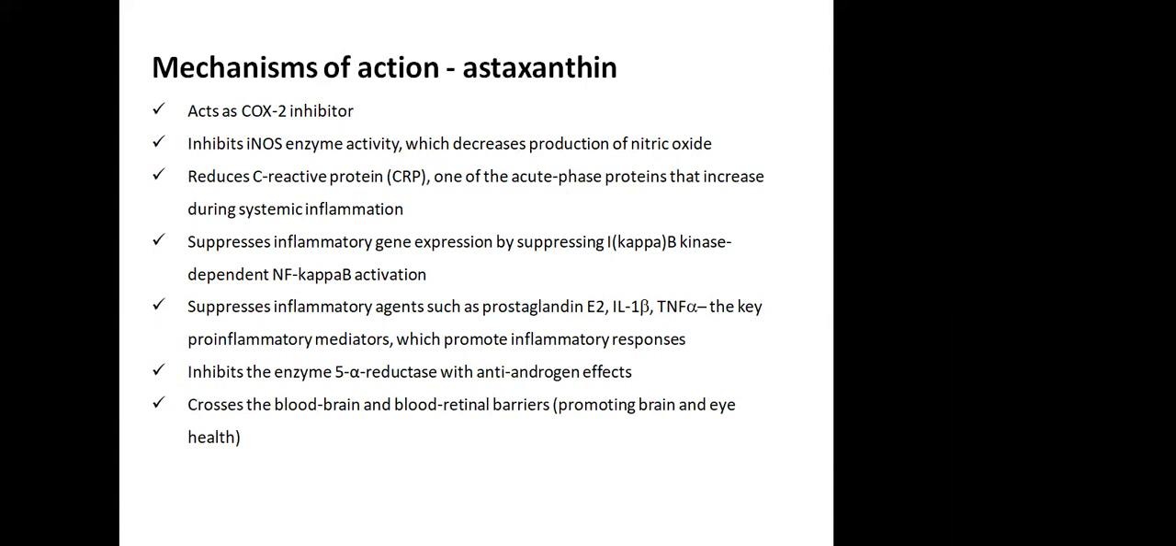So again, there's a little bit of evidence coming showing the benefits of astaxanthin, or increasing astaxanthin, for both neurocognitive function and eye health as well.